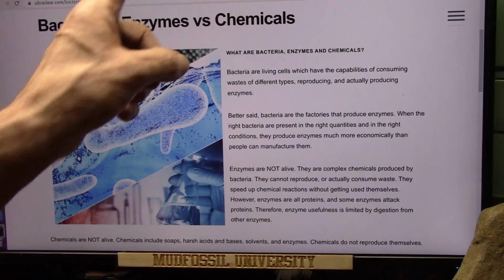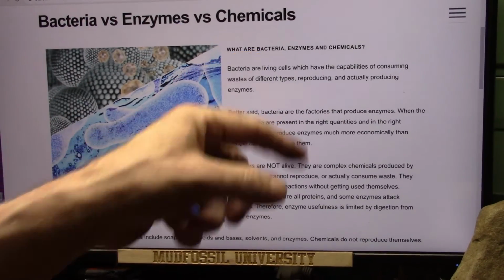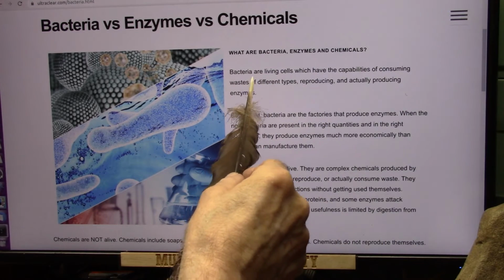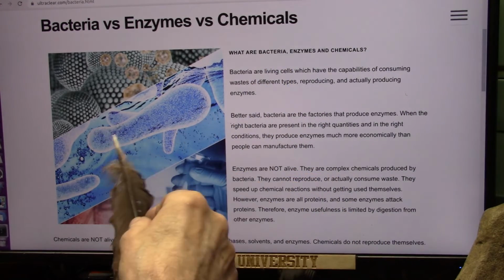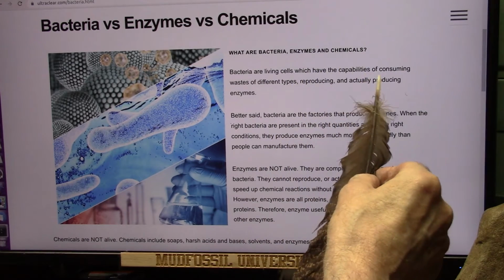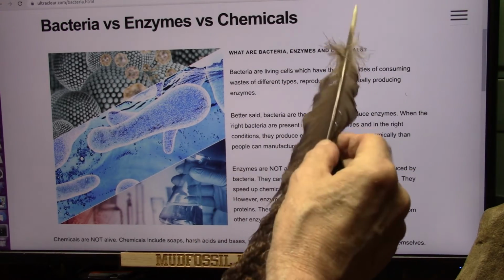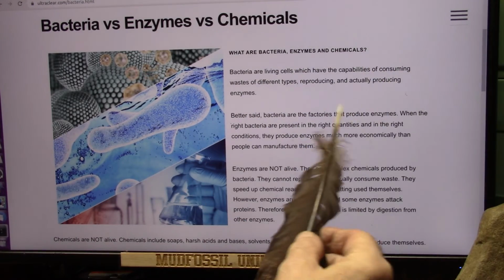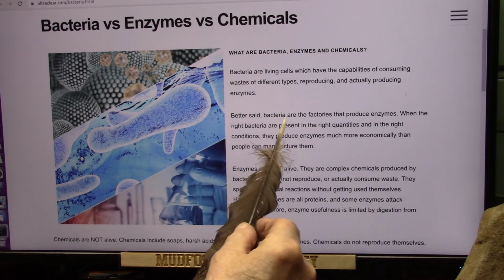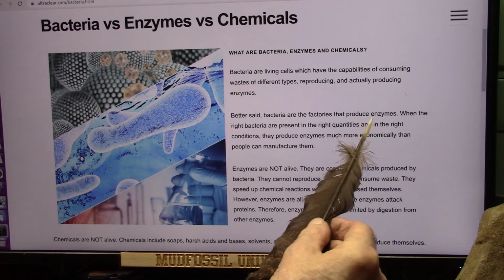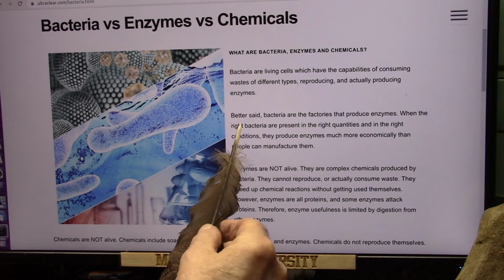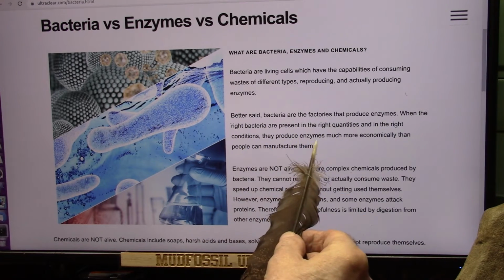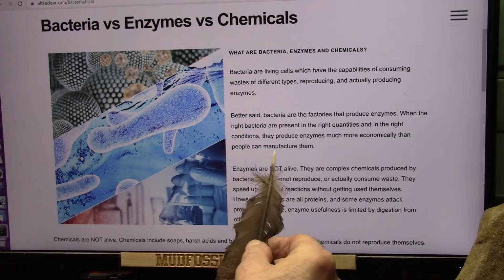Now, let's talk about these bacteria, enzymes, and chemicals. All right, let's just run through this real quick. Bacteria are living cells. They're little tiny single-celled organisms. They have the capability of consuming wastes, reproducing, actually producing enzymes. Enzymes, I'm going to show you what they do. Better said, bacteria are the factories that produce these enzymes. When the right bacteria are present in the right quantities or in the right conditions, they produce enzymes much more economically than people can manufacture them.